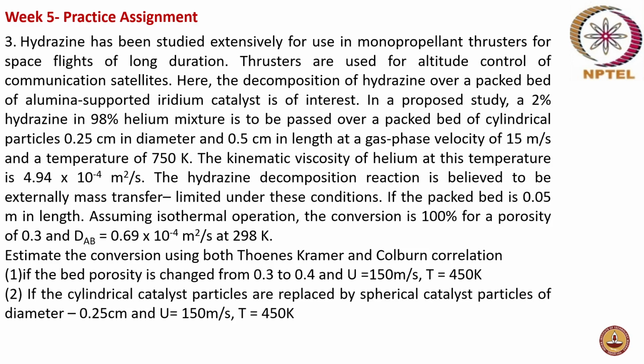And in the second case, for the same condition of porosity of 0.4, 150 meter per second of gas velocity and temperature of 450 Kelvin, what if we replace a cylindrical catalyst by a spherical catalyst? What will be the conversion? Now we have to solve these two problems using both the correlations. One is the Thiernes-Kramer correlation and the second one is the Kolben correlation. Now let's start solving the problem.